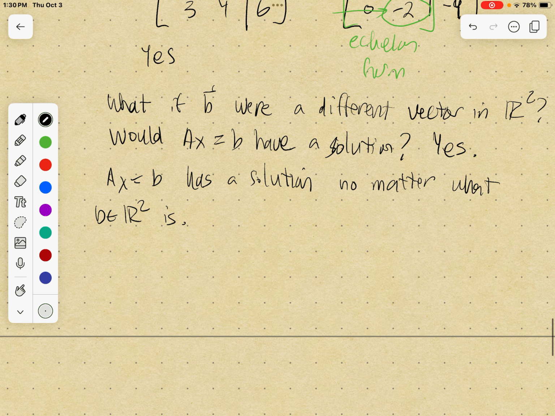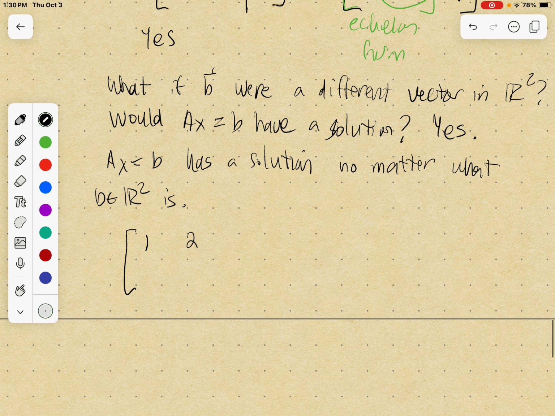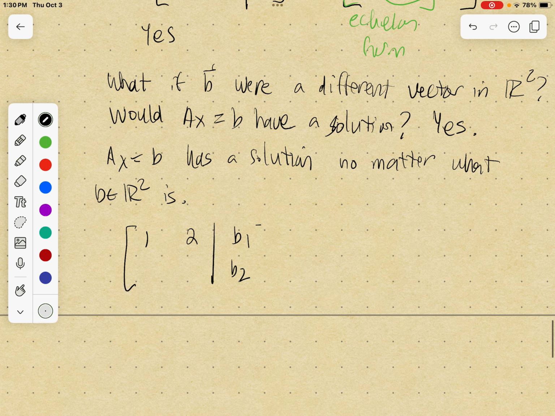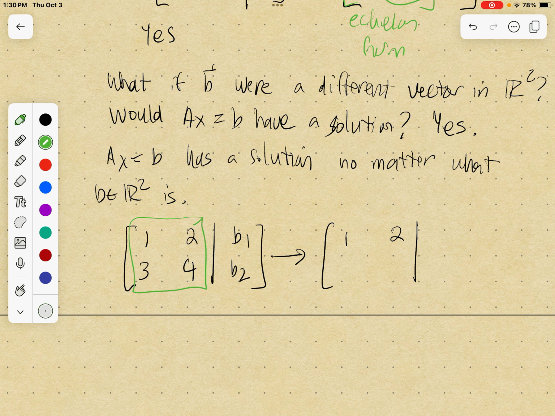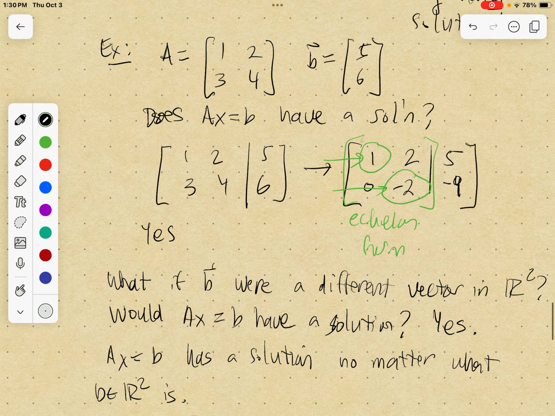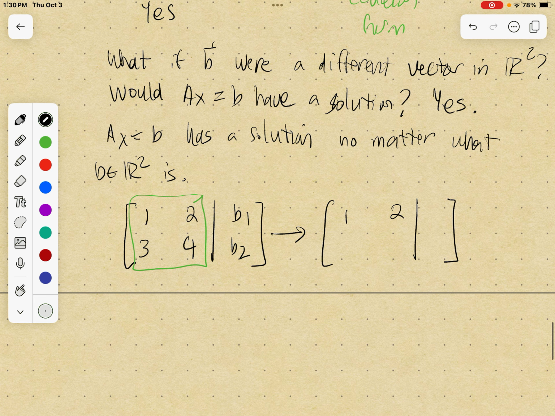How come? Because if you think about it, let's just have a B1 and a B2, just like a random B, right? If you do the row reduction, you're actually going to get the same thing. If you pay attention to the coefficient part, nothing about it is going to be different than in this example. So you do row 2 minus 3 row 1. This is going to be 0, and then negative 2, and then B2 minus 3 B1, right?